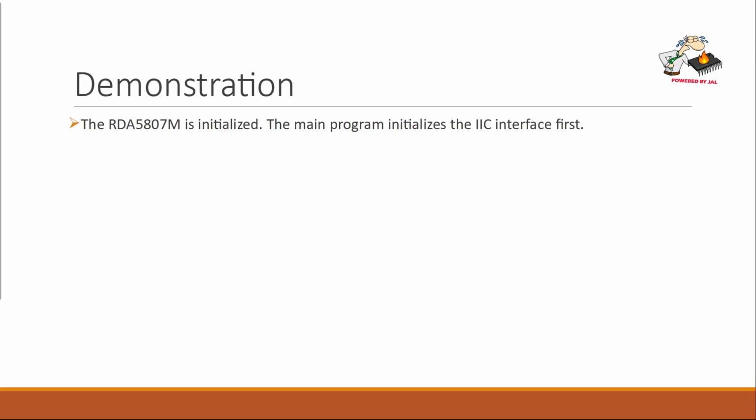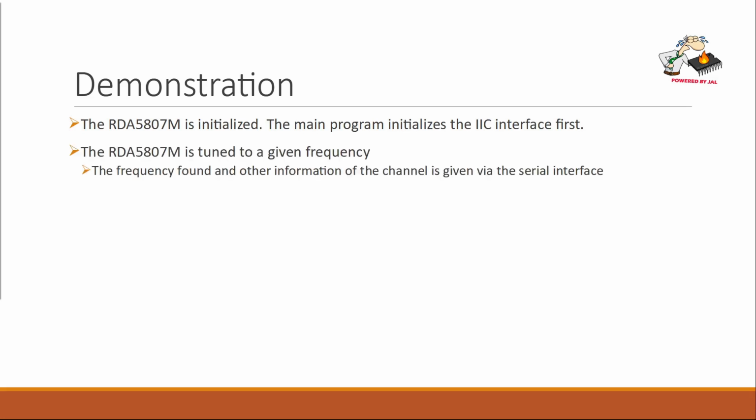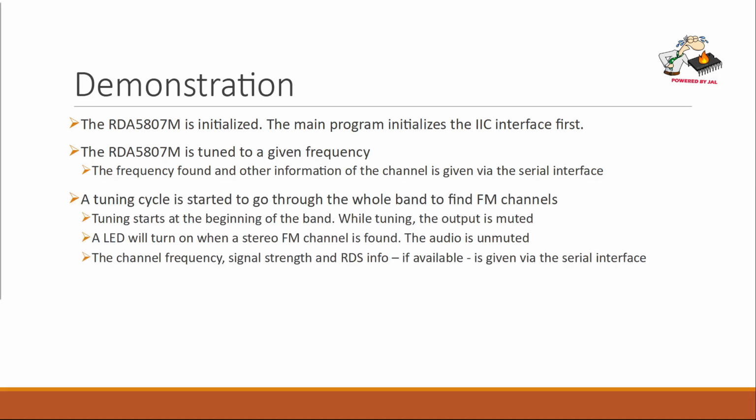In the demonstration you will see the following. First we start by initializing the module, and the sample program that I'm using also initializes the I2C interface. Then we ask the RDA5807M to tune to a given frequency, and the information about this frequency will be shown on the serial interface. Then we start the tuning cycle in the FM band. We start at the beginning of the band, and while tuning the output is muted. When a radio channel is received, the information will be shown on the serial interface. When the channel is stereo, a LED will be turned on. And if there's any other information like RDS info, we'll also show it on the serial interface. You will hardly hear the audio because it's recorded with a different microphone, but I assume you get the picture.